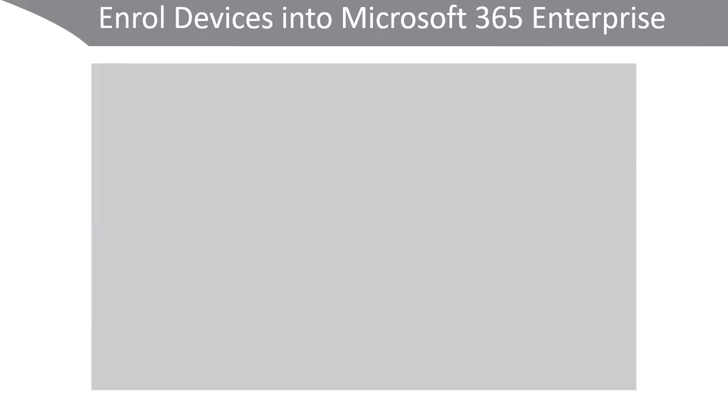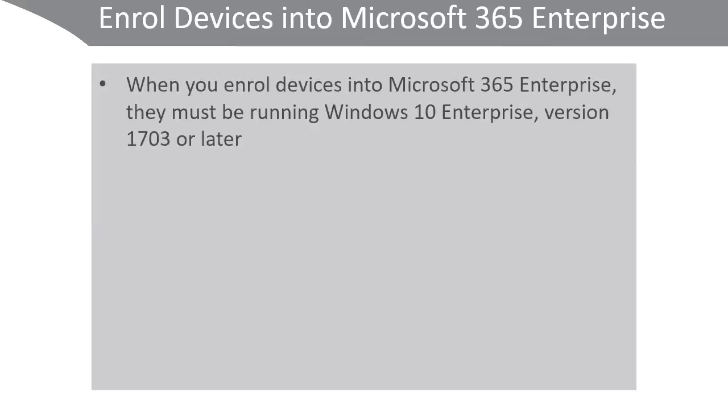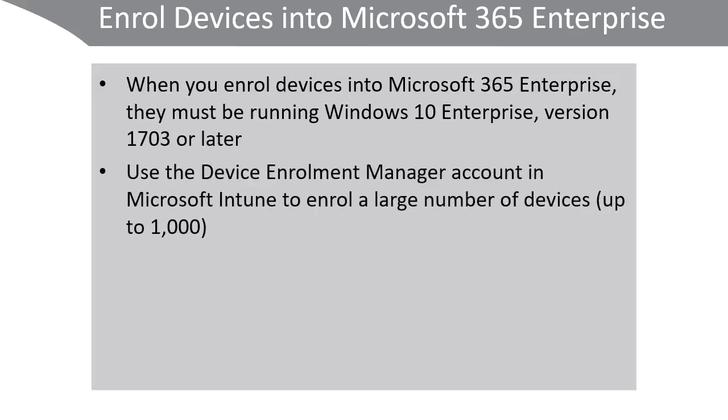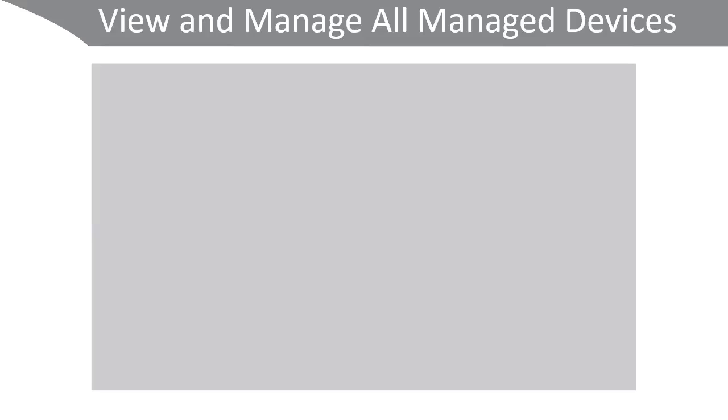For larger organizations with over 300 users and devices, the Microsoft 365 Enterprise solution includes Microsoft Intune for device and app management. When enrolling devices into Microsoft 365 Enterprise, they must be running Windows 10 Enterprise version 1703 or later. Use the Device Enrollment Manager account in Microsoft Intune to enroll a large number of devices, potentially up to 1,000. You can use the Intune portal to view and manage all managed devices.